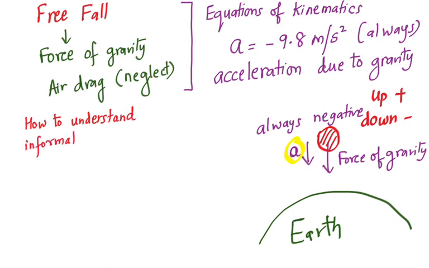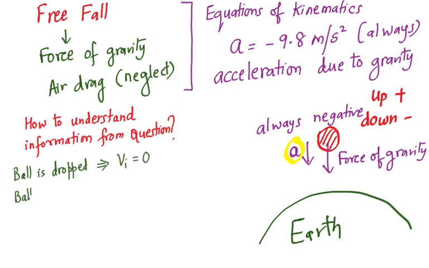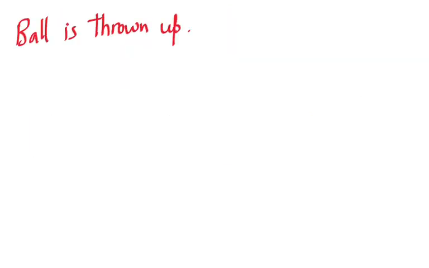Now, how to understand information from the question? That means if you are given a question on free fall, how to understand it and solve it. If they say ball is dropped, that means the initial velocity will be equal to 0. If the ball reaches maximum height, that means it cannot go any further, that means the final velocity will be equal to 0.